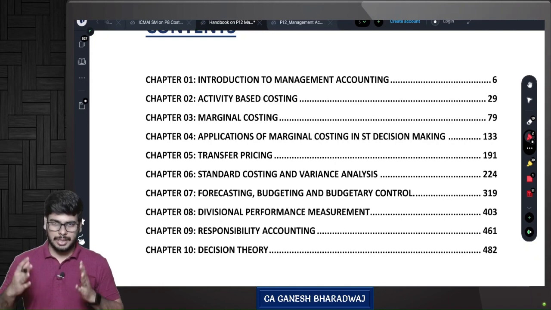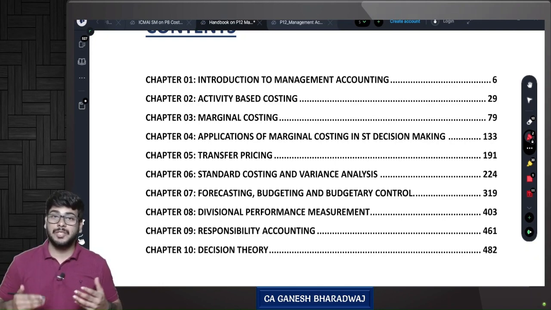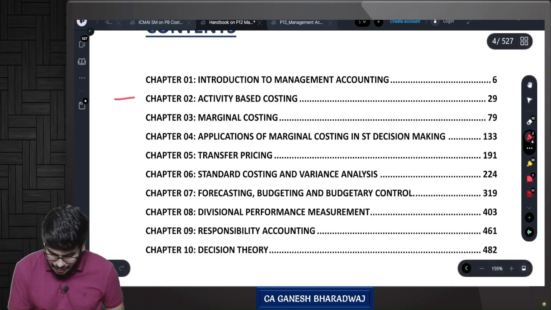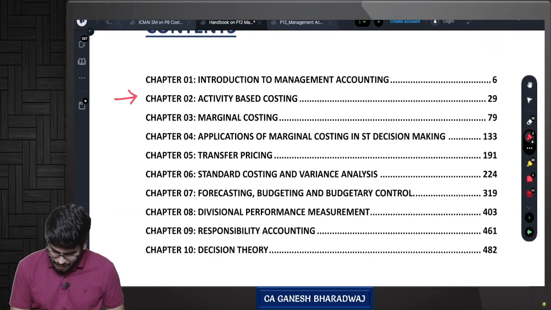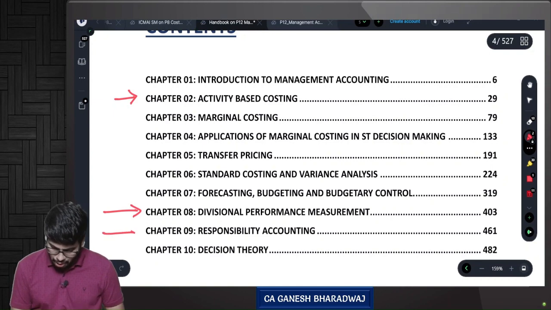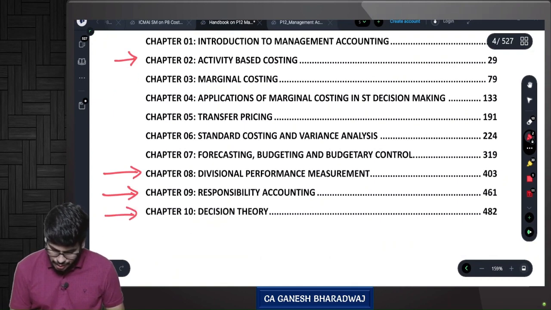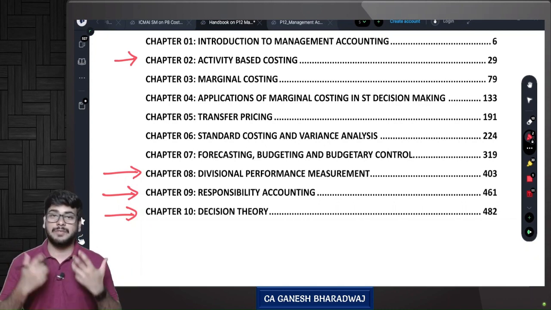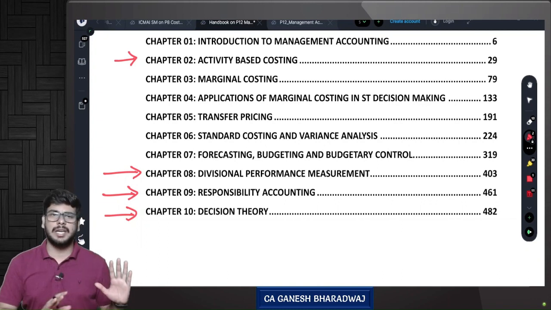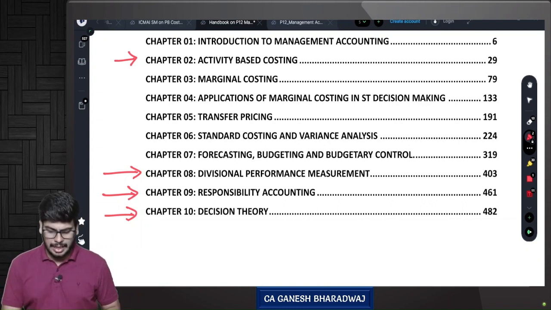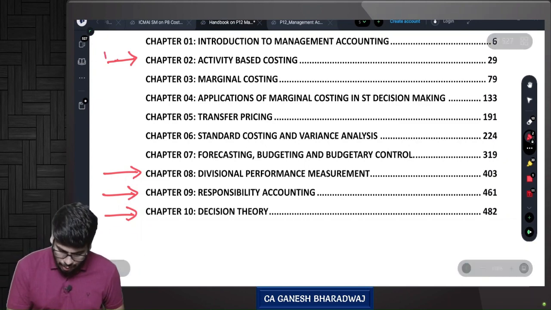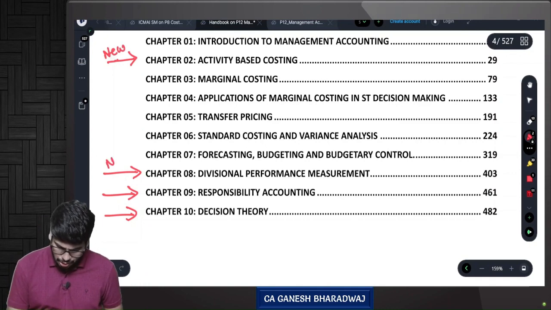Here in the new syllabus, syllabus 2022, we have certain chapters which have been introduced for the very first time in your CMA intermediate. Chapters like activity based costing, divisional performance measurement, responsibility accounting, and decision theory. These 4 chapters have been introduced for the very first time. Till date, these chapters were not there in CMA intermediate, not even inside any other subject. Clear? So these are all new chapters.